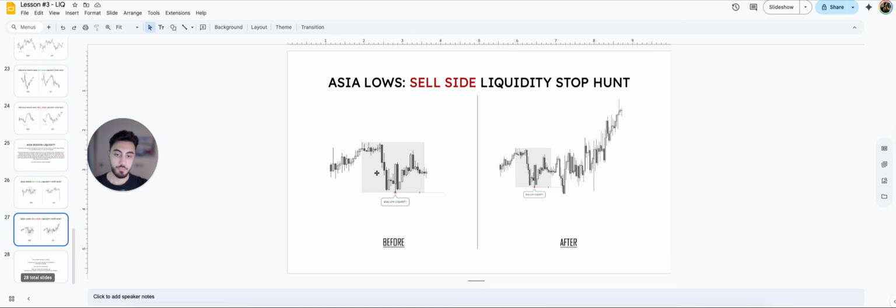Okay. This is going to be the Asia low. Price is going to take the low. Okay, reverse. Why? Because the sell stop traders tried to sell here. Let's make sure that they are activated here, then start to reverse. Right.